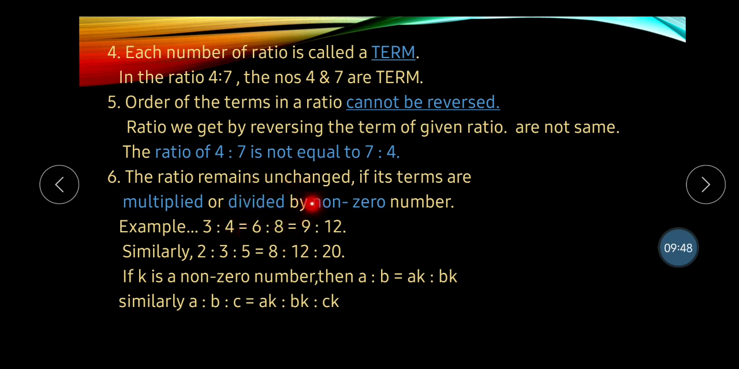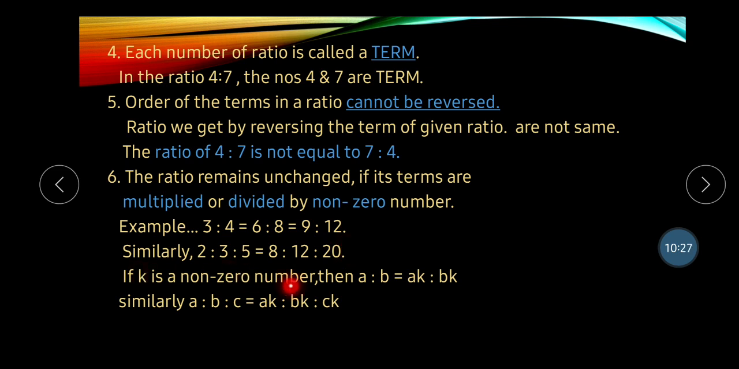Now this 6 and 8 we got. Now seeing this, 3 3s are 9 and 4 3s are 12. So when you reduce 6 is to 8, and when you reduce 9 is to 12, obviously children, you will get the answer as 3 is to 4. Similarly, 2 is to 3 is to 5 is equal to 8 is to 12 is to 20. What we have done, 2 into 4 that is 8, 3 into 4 that is 12, and 5 into 4 that is 20.